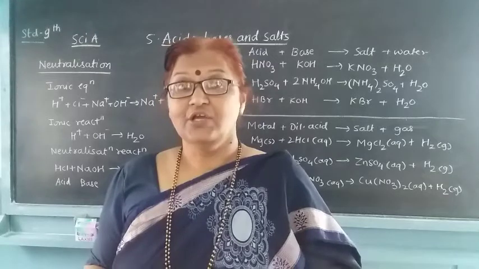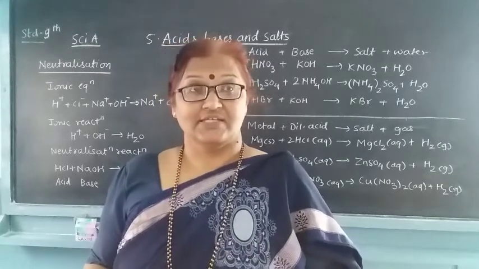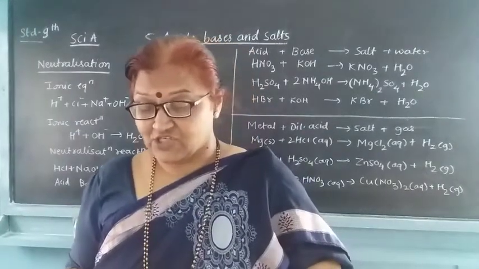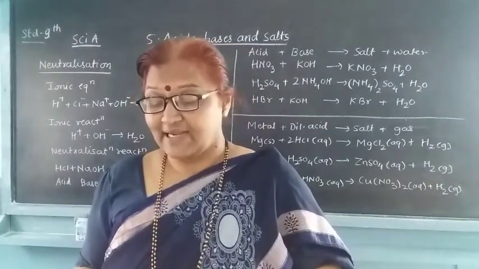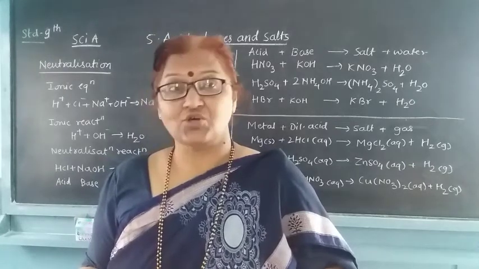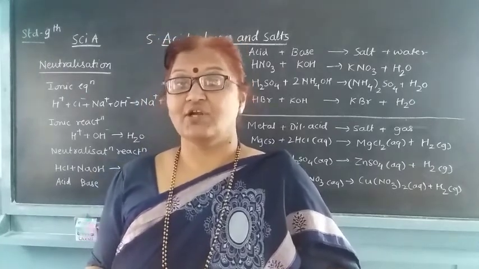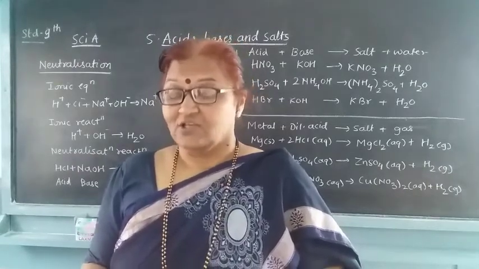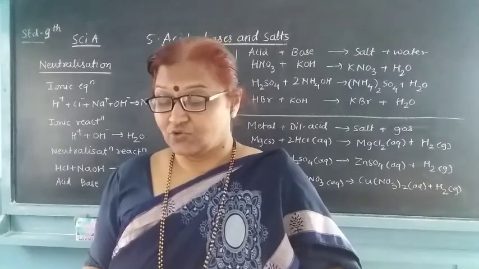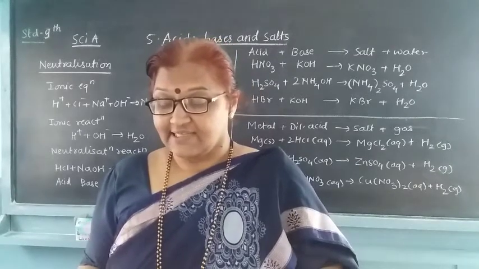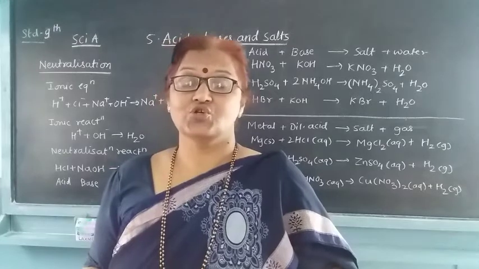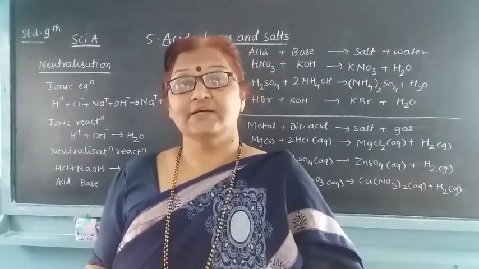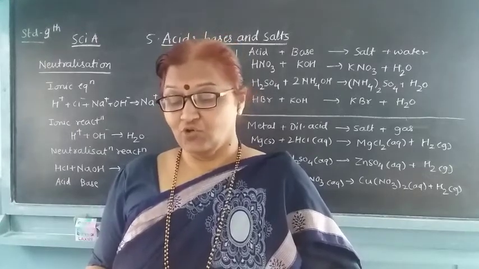You have to add NaOH drop by drop and record your observation. What do you find? Stop adding NaOH when a green color appears on the pH paper. So you have to stop adding NaOH when the green color appears on the pH paper. That is when the pH of the solution becomes 7. At this time you have to stop.